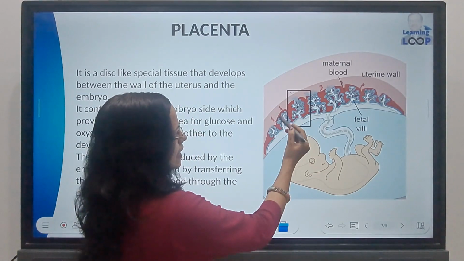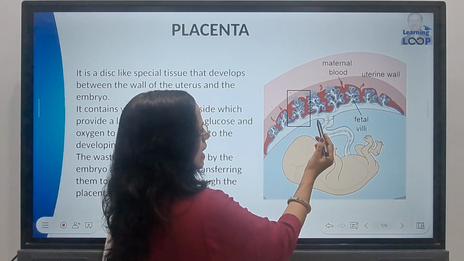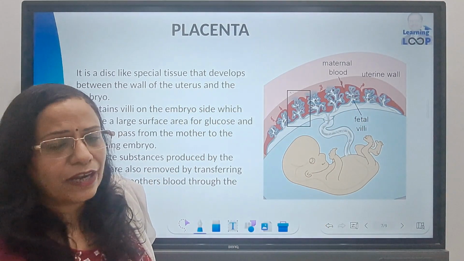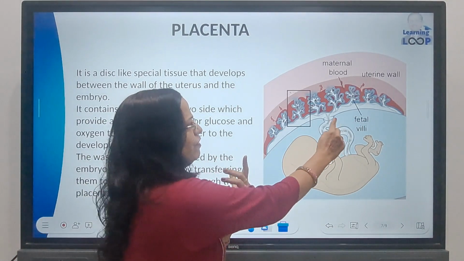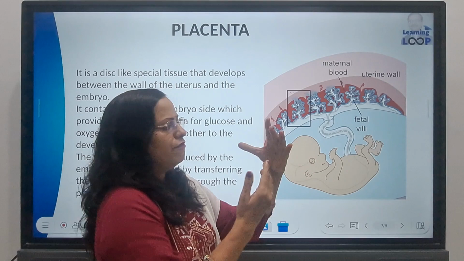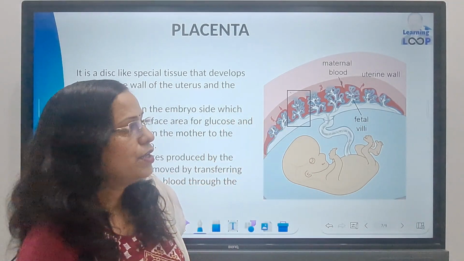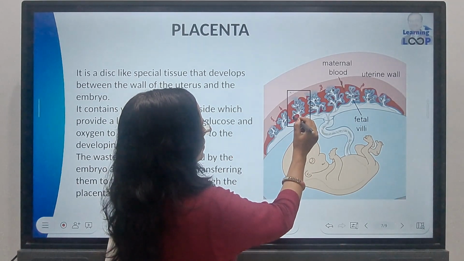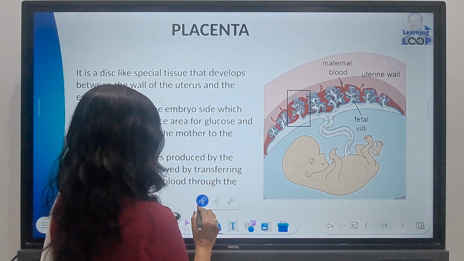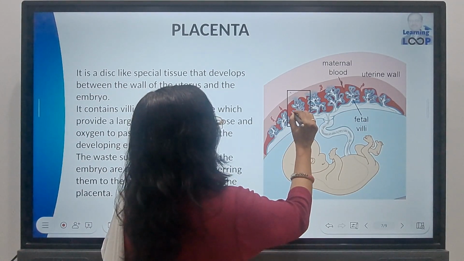So a disc-like tissue develops between the developing baby and the wall of the uterus, and on the side of the fetus or the developing baby, finger-like projections are there which are known as villi. You can see these villi here, which are embedded in the wall of the uterus like this. So that helps in increasing the surface area for the exchange. You can see this structure here, this part.